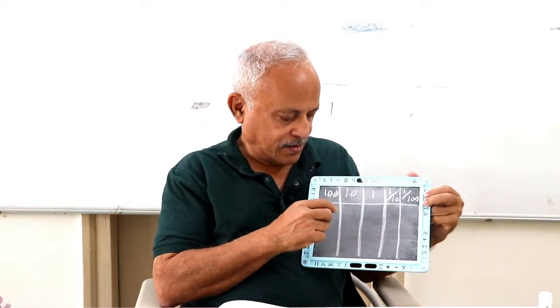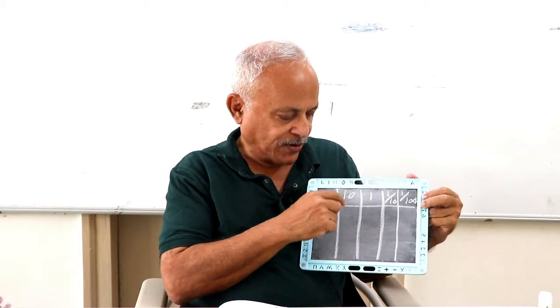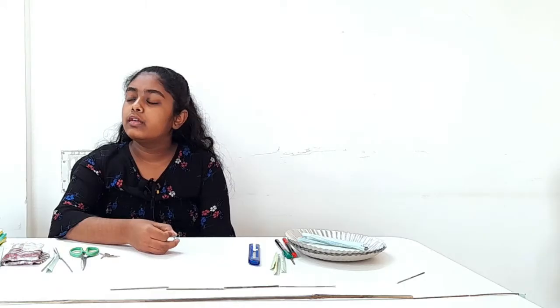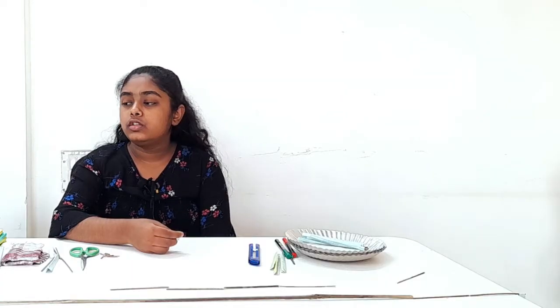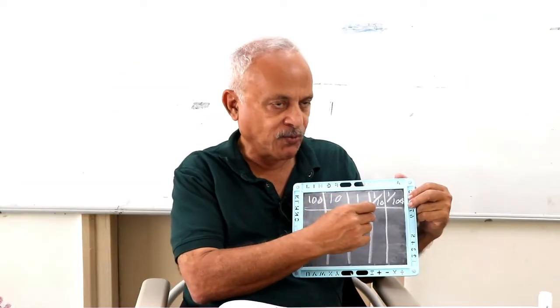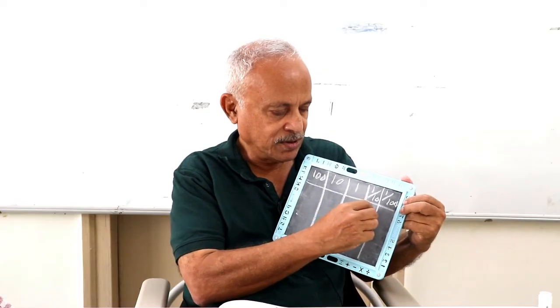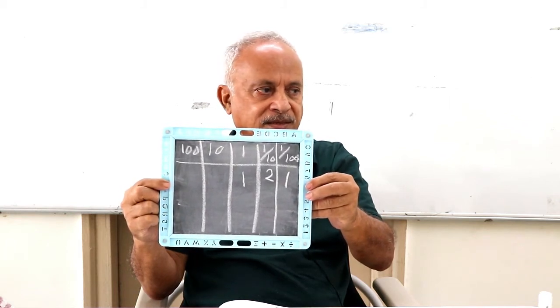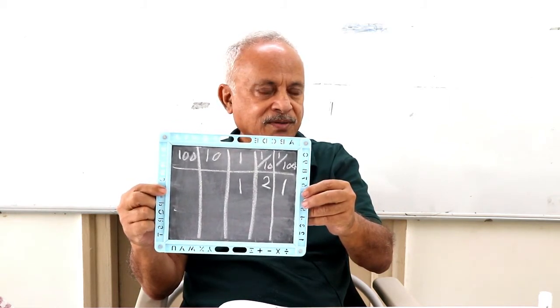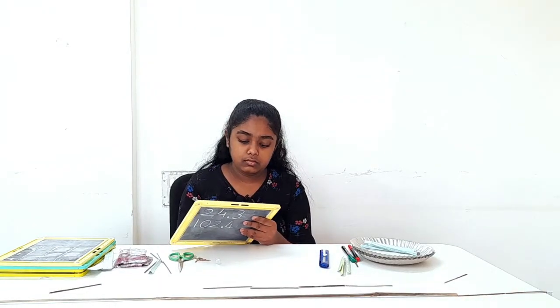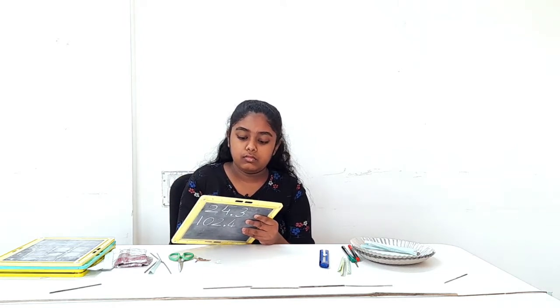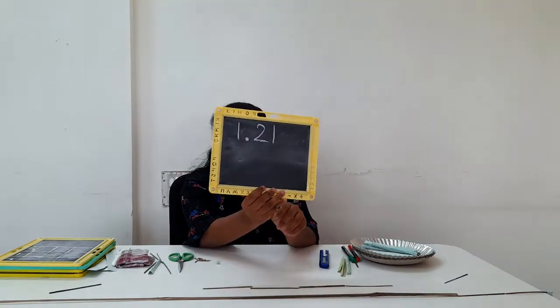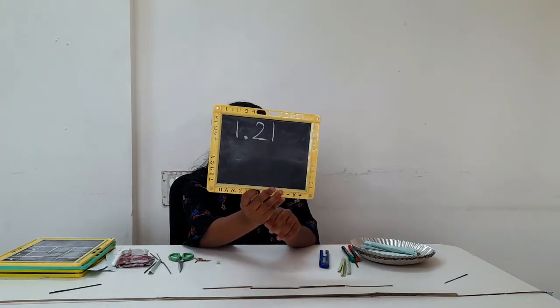So how many pieces of 1 are there? 1. How many pieces of 10? 0. How many pieces of 100? 0. How many pieces of 1 by 10? 2. And how many pieces of 1 by 100? 1. So can you write this using decimal point? So that is 1.21 meters.